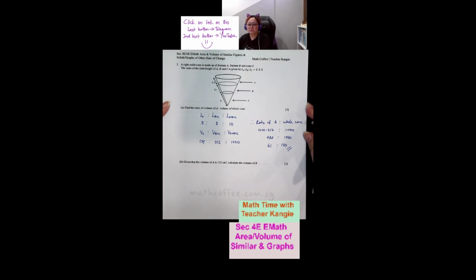And that's why we need to change it to 5 is to 8 is to 10. Then that's called similar with the length ratio. Got it? So this is the tricky part. This is the tricky part.